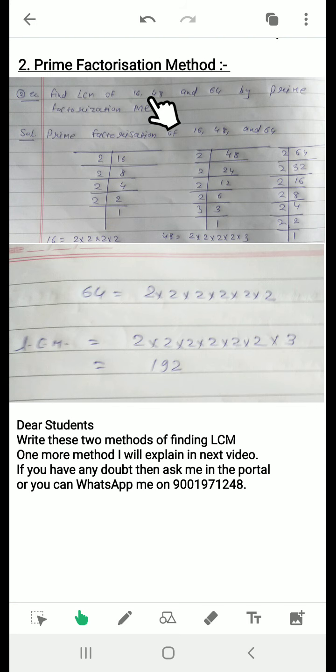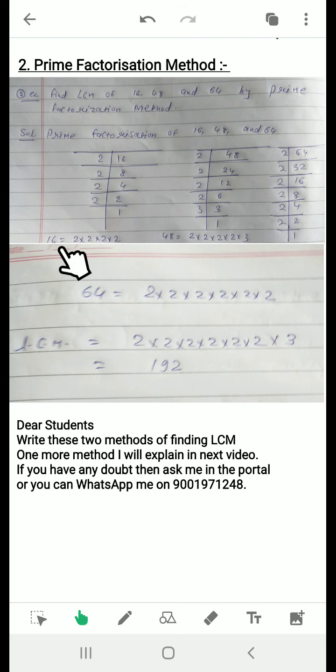Find LCM of 16, 48 and 64 by prime factorization method. So first of all, what we will do? We will find the prime factorization of all these 3 numbers 16, 48 and 64. By any method you can find prime factorization. Students, by any method you can use the factor tree and you can use the continuous division as I have done. So first of all, write the prime factorization of 16, then 48 and 64. Now you know how to find the prime factorization, so I am not going through these steps. Okay, so write the prime factorization of 16, 48 and 64.